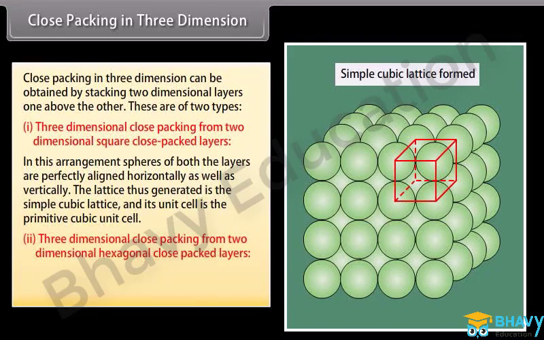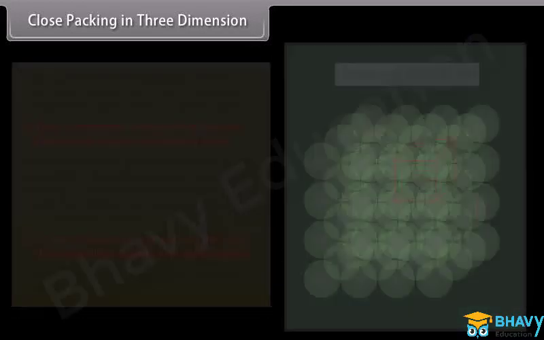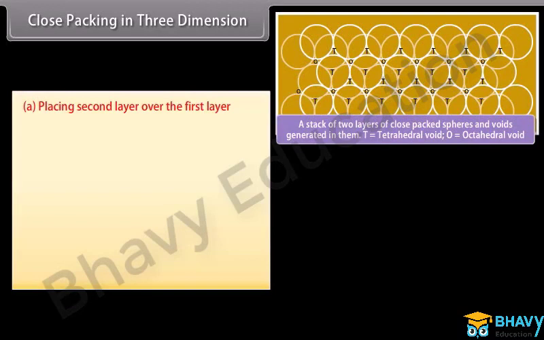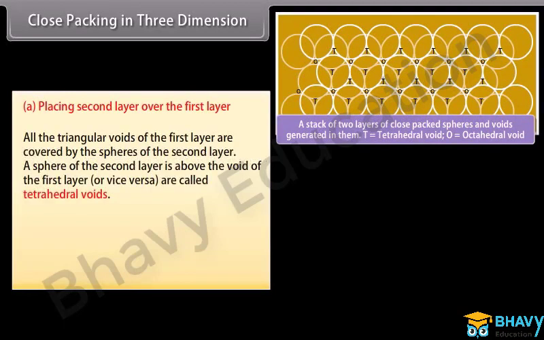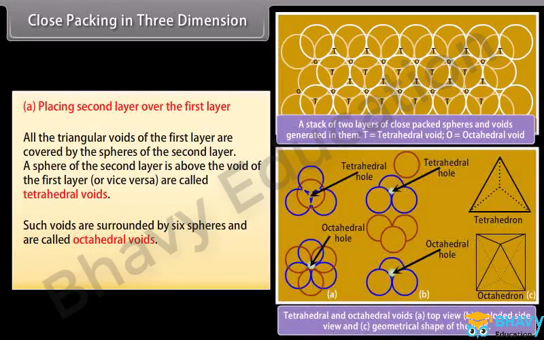3-dimensional close packing from the 2-dimensional hexagonal close packed layers. These can be generated by placing layers one over the other. A. Placing second layer over the first layer. All the triangular voids of the first layer are covered by the spheres of the second layer. A sphere of the second layer is above the void of the first layer, or vice versa, are called tetrahedral voids. Such voids are surrounded by 6 spheres and are called octahedral voids.